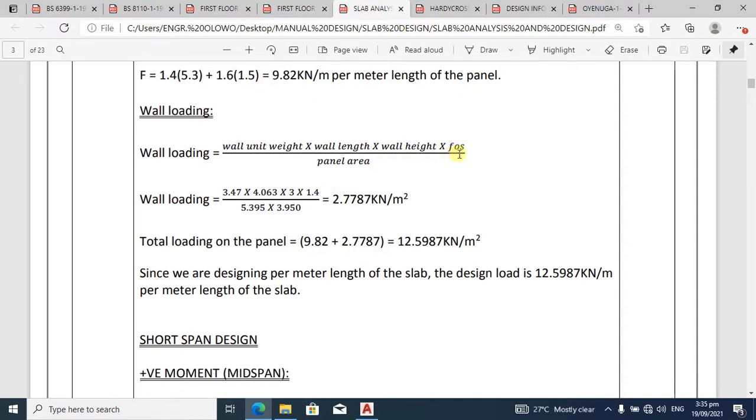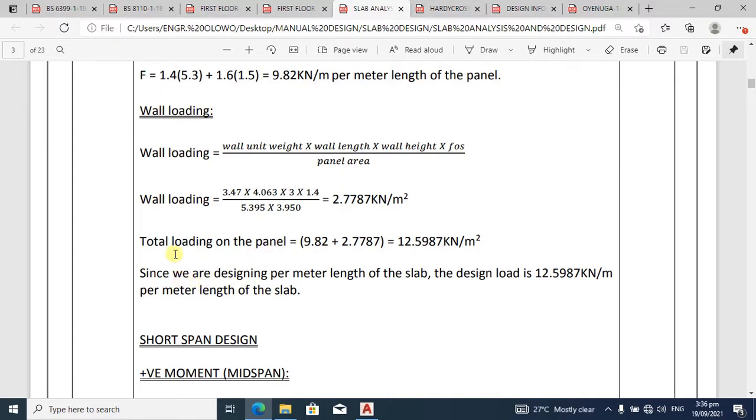Also, what is FOS? FOS is the factor of safety for dead load, and the factor of safety for dead load is 1.4. Then you divide all these by the panel area. What is the panel area? The length of the panel, which is 5.395, multiplied by the width of the panel, which is 3.95, and from here you have 2.7787 kilonewton per meter square.